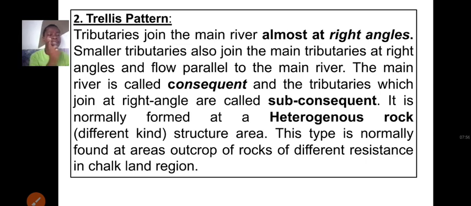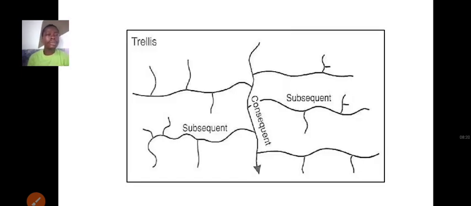Homogeneous means same kind. Heterogeneous rocks means they have different kinds of rock structure in that area. This type is normally found in areas of rocks of different resistance, in chalk land regions or in the limestone region. So that pattern is the trellis pattern. Let's look at how it is. It forms almost 90 degree angles. So the subsequent rivers are there, and the consequent are also the small rivers there, as in the trellis pattern.